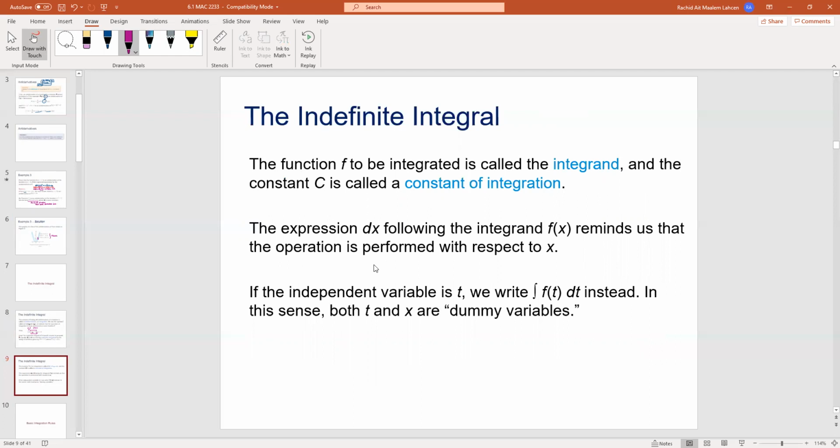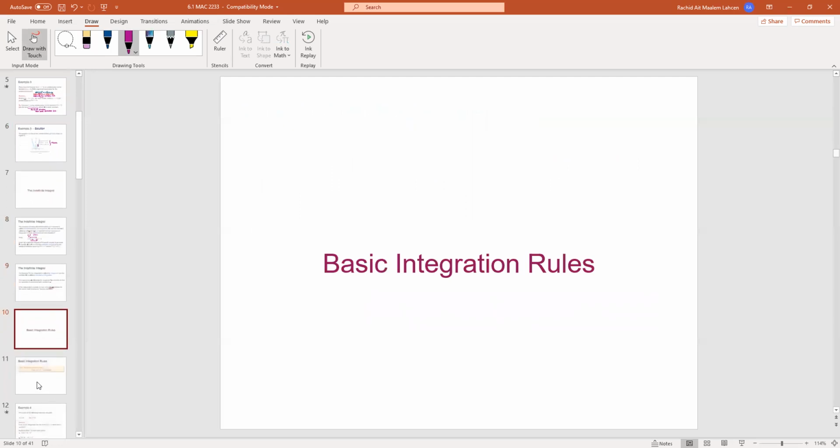reminds us of the operation with which it is performed. It's like a differential, but here it really reminds us what variable we're working with. If the independent variable is t, then we're going to write f of t dt, right? In this sense, both t and x are dummy variables, all right? So we'll see a little more of this with these examples.